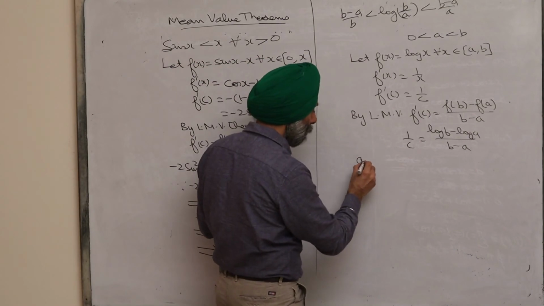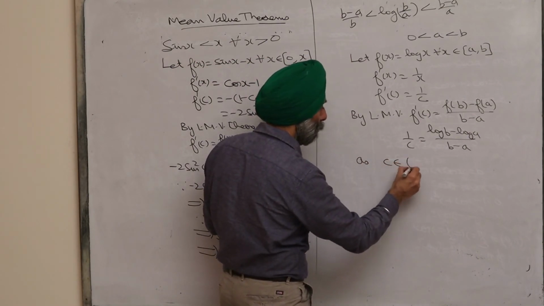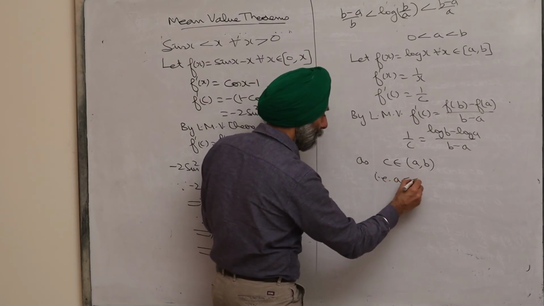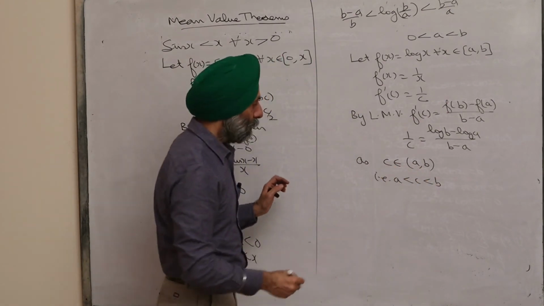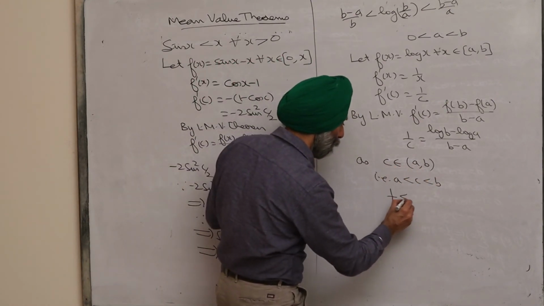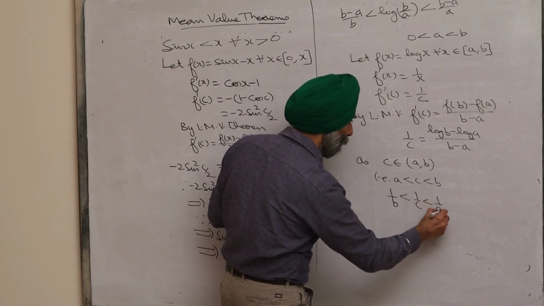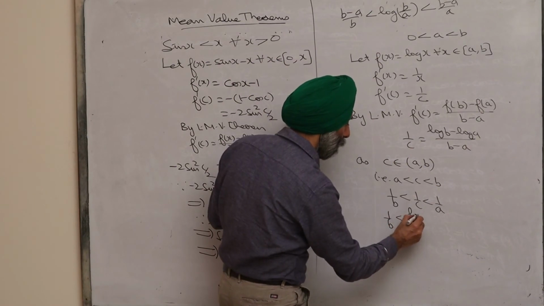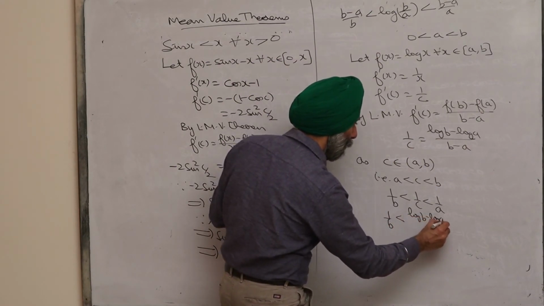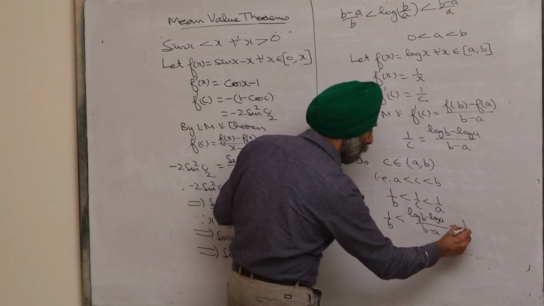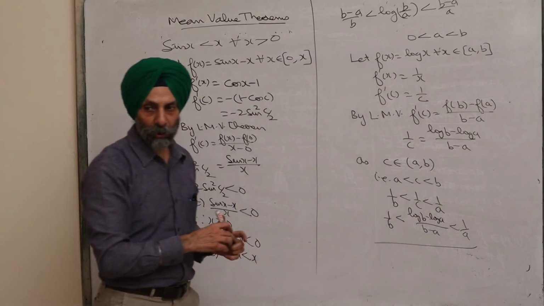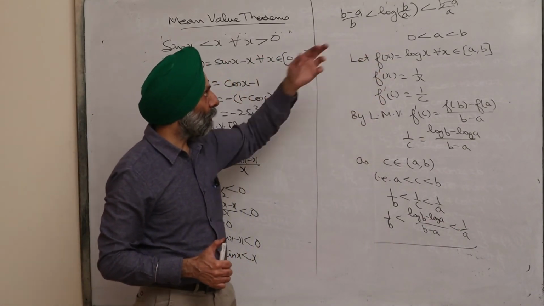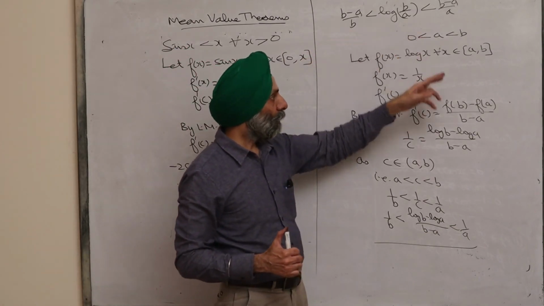Now as c belongs to the open interval ab, that is a is less than c is less than b, can I write this as 1 over b is less than 1 over c is less than 1 over a. But what is 1 over c? That is log b minus log of a upon b minus a, which is less than 1 over a. So this way we have been able to prove the required result using the Lagrange's mean value theorem.